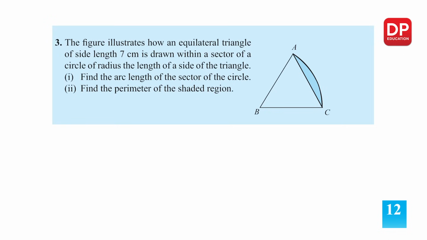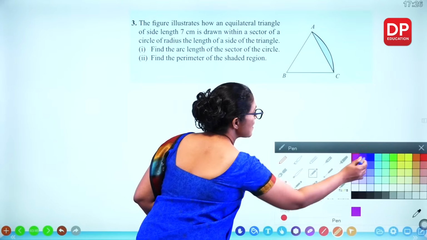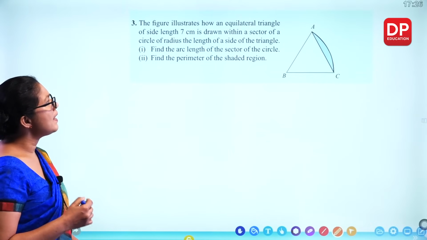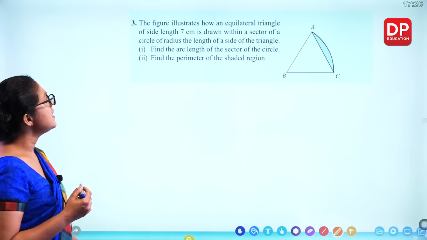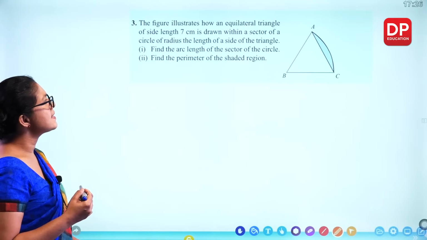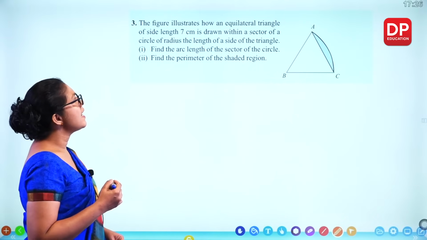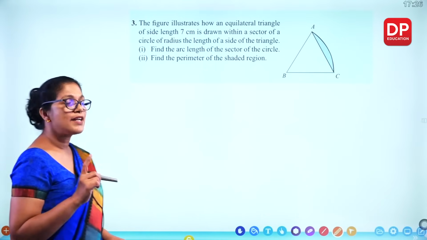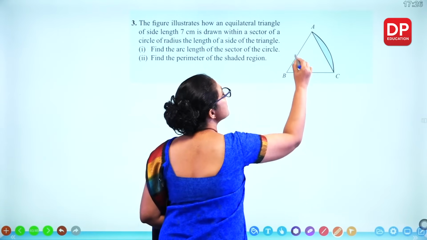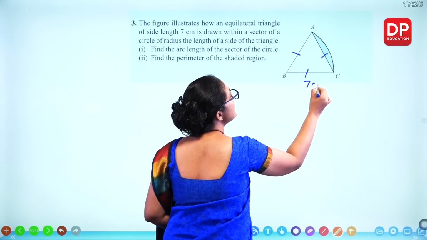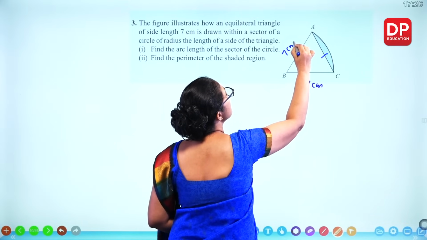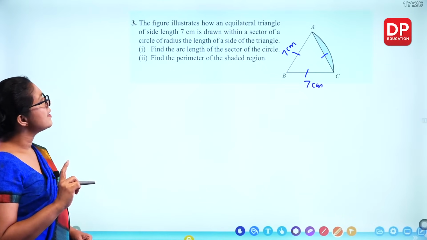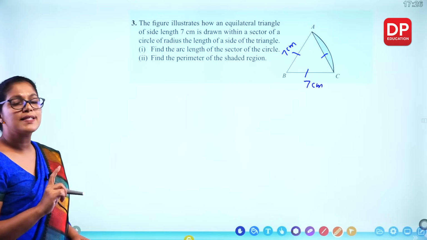Now we'll look at the third question in the exercise. In the third question it says the figure illustrates how an equilateral triangle of side length 7 is drawn within a sector of a circle of radius the length of a side of the triangle. So this is an equilateral triangle, means all sides are equal and one side is 7 centimeters. Here they ask, find the arc length of the sector of the circle.